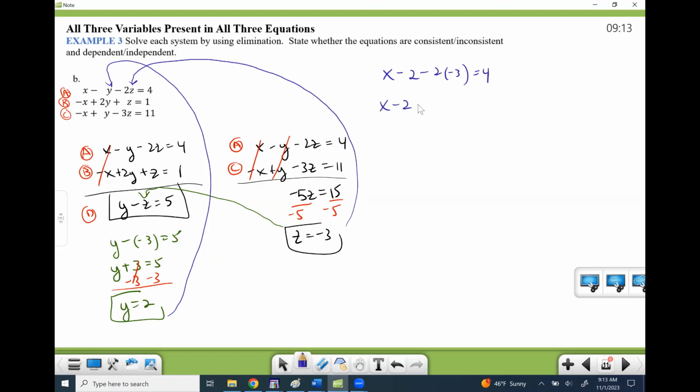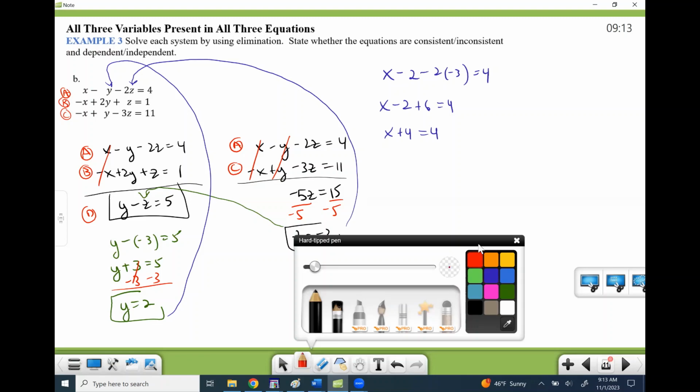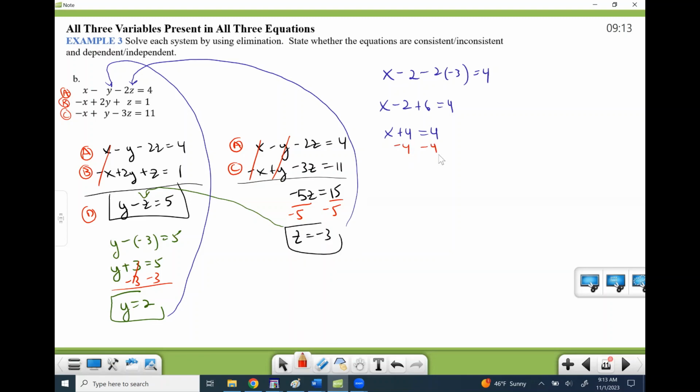So negative times a negative is going to make this +6. So this is going to be x plus 4 equals 4. When we subtract 4 from both sides, we get x equals 0. So the ordered triple, where all three planes intersect, is going to be 0 for the x, 2 for the y, and -3 for the z.